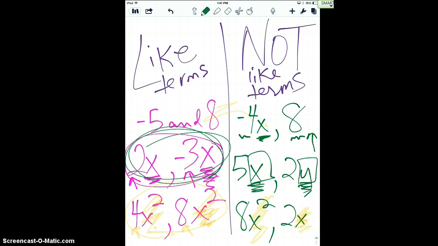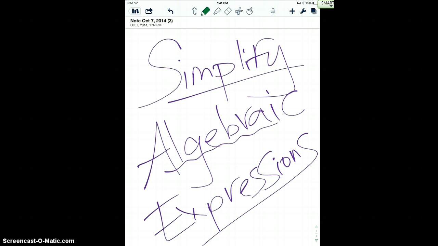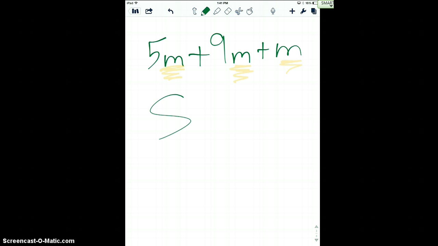So let's see here. Let me go to a new page. All right. So here's an example. Here's a very simple one. 5m plus 9m plus m. Okay, here's my mild example. I can see that I have a certain number of m's there, a certain number of m's there, and an m there. So really, I can simplify this down and just write how many total m's do I have?